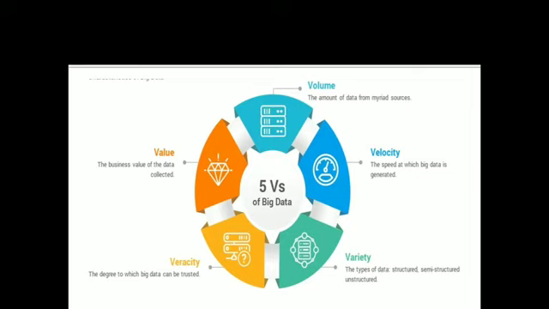And the value refers to the business value of the data collected, meaning whatever data we have collected, how much of it is really worthy for us, or how much is really providing knowledge or interpretation to the user. So these are the different V's in Big Data.